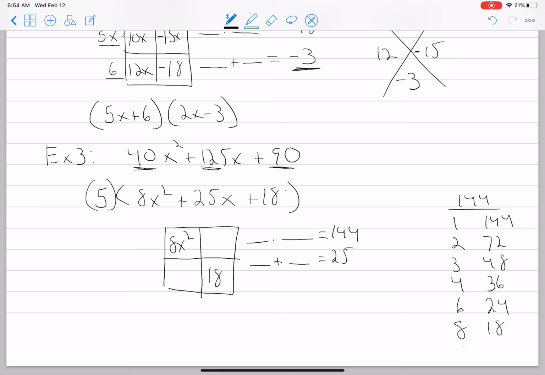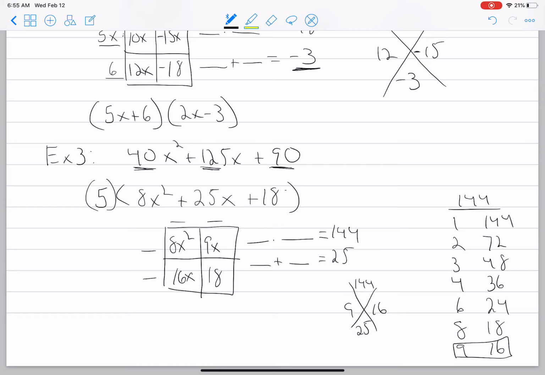144 divided by 9 is 16. Ooh, 9 and 16. 25. Right? And it's both positive. So this is just a positive 9. This is positive 16. We're good. 9x, 16x. Now let's look here again.